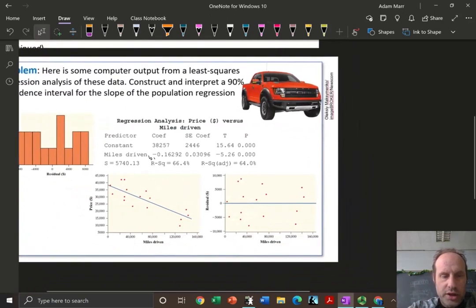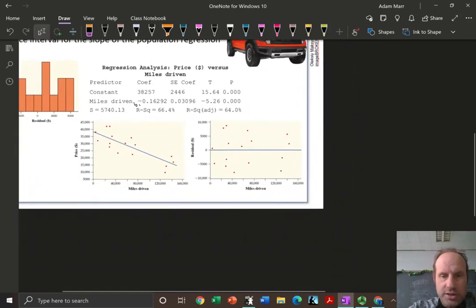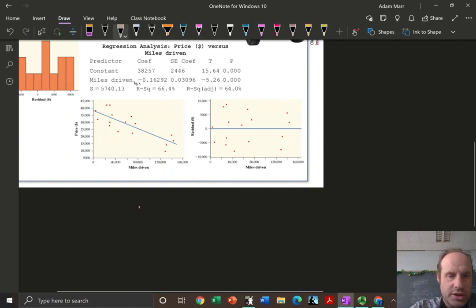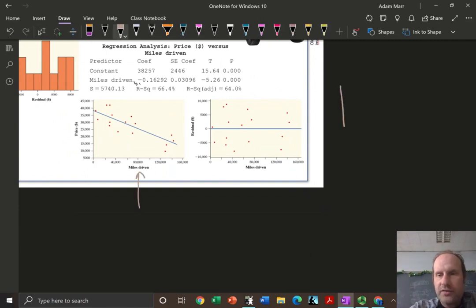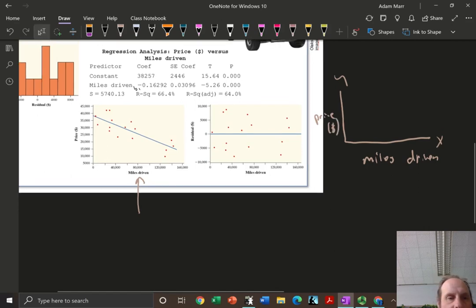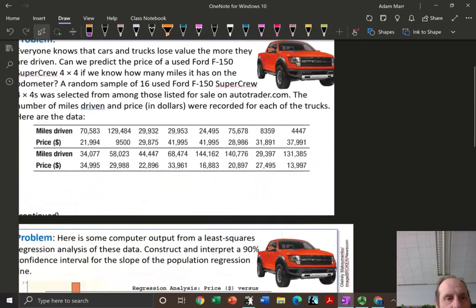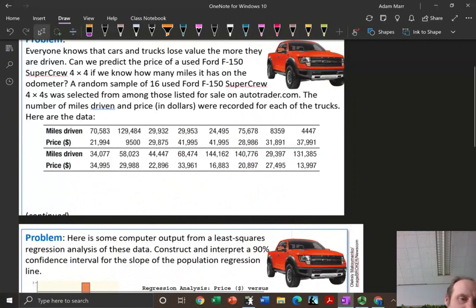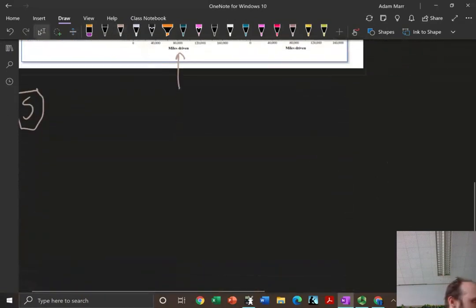Okay. So one thing that's important, and it's good, they gave you a graph right here. It's always good. If you don't have a graph, you can always just quickly draw an X and Y axis. So I can tell right here that we have miles driven as compared to price in dollars. So miles driven is the X, and price is going to be the Y. All right, awesome. Let's go and do it.